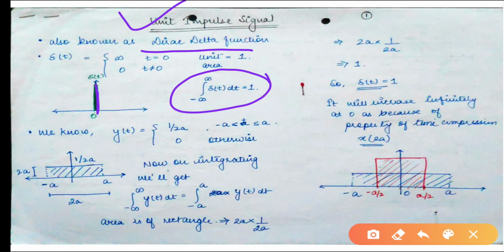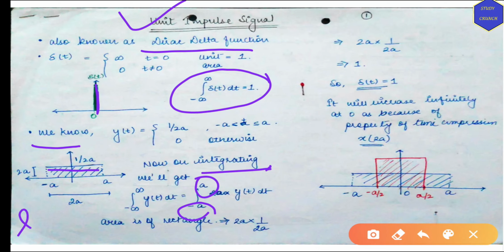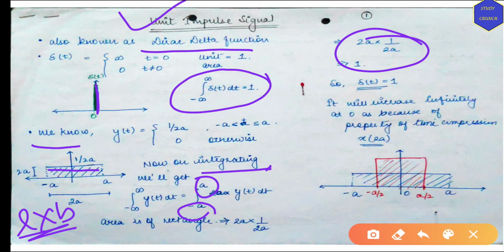Let us prove this. Suppose we have a signal that has a length of 2a and a height of 1 by 2a, right? So on integrating from minus a to a, that is from minus infinity to infinity, we'll be getting the length into breadth as 2a into 1 by 2a, which will be equal to 1 only. So delta t is equal to 1. It will actually be an increasing infinity function at 0, as it is a property of time compression.